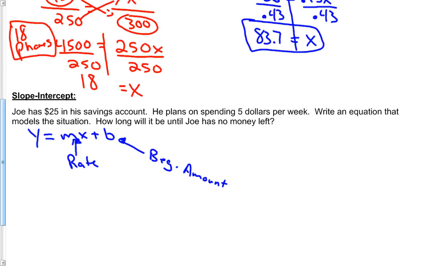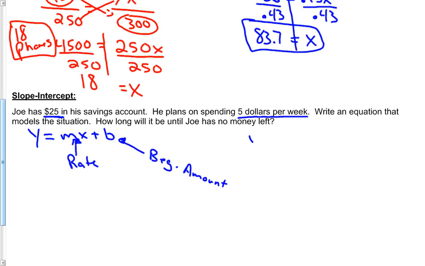All right, so here it is. Joe has $25 in his savings account. Little hint here. Normally when we talk about money, money is usually your dependent variable, so it's usually your y. All right, so Joe has $25 in his savings account. He plans on spending $5 per week. So here you go, the $5 per week, there's your rate. That would be your slope. All right, he has $25 in his account. Okay, so that's his starting amount, or his b, his beginning amount.